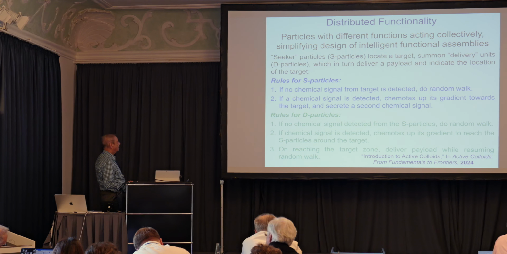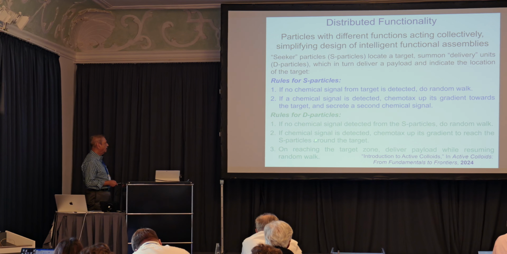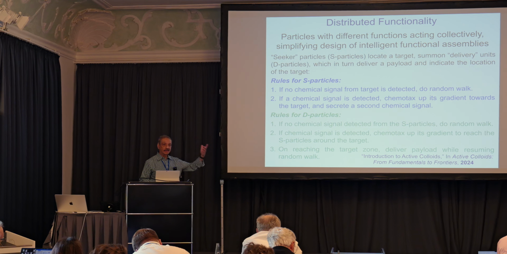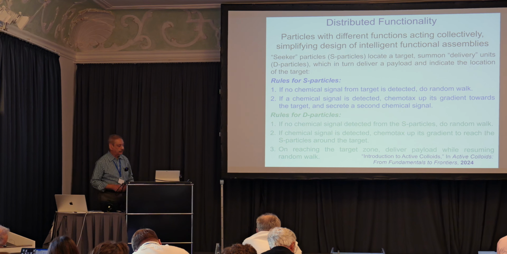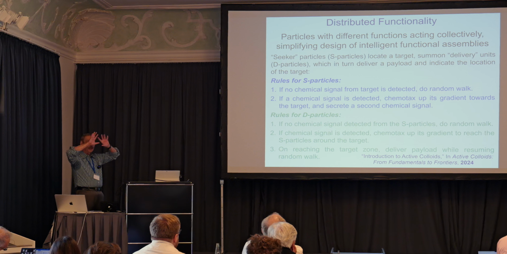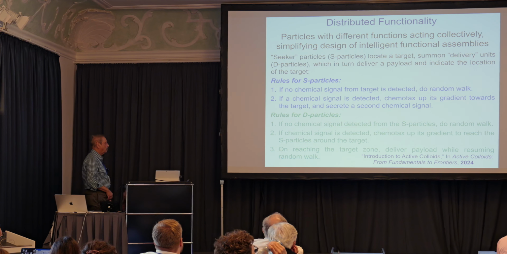These are, let's call it, the delivery units. They will hang around until they see the signal from the first set of particles, and they will move in. And they can show where your source is. They can deliver a drug or whatever you want. So you can have these populations of particles communicating with each other, doing things cooperatively.